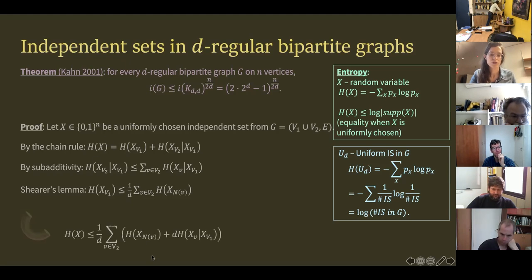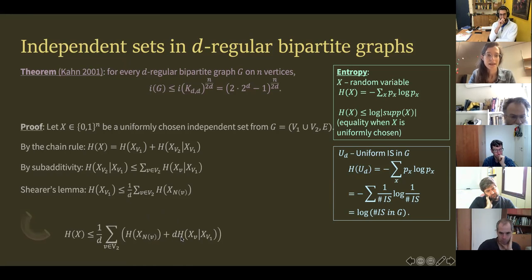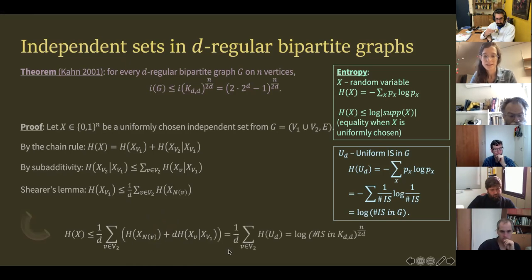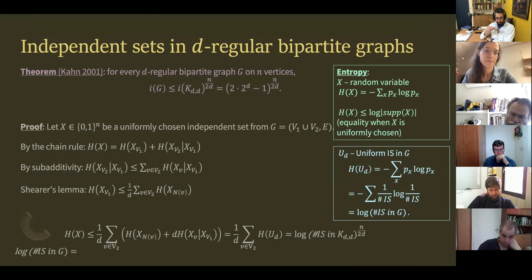So we can bound the entropy of X by this sum, but the expression that we have inside the sum is exactly the entropy of a uniformly chosen independent set from K_{d,d}, because we have d times the vertex and this. So this is exactly what I have here, and we showed before that this is the log of the total number of independent sets, which was shown in the previous slide to be this expression. So this is on one hand. On the other hand, X is uniformly chosen. So once again, using this observation, we get this connection from the other side, and that's it. That's the proof. So it's a very nice idea that was later used in many works.